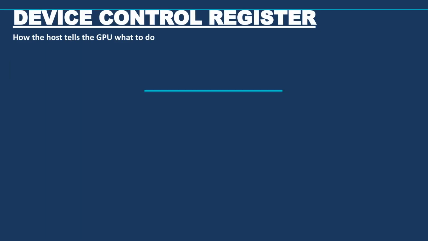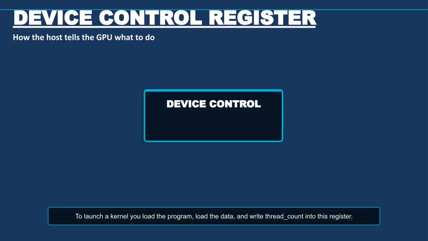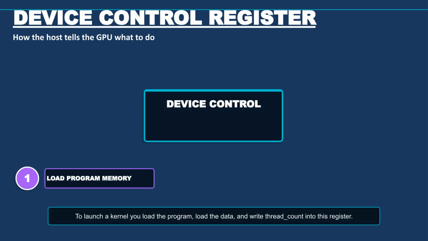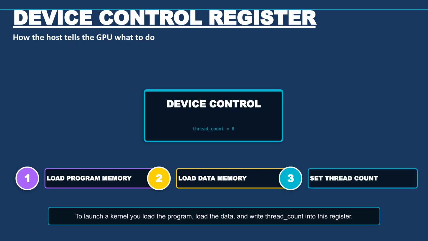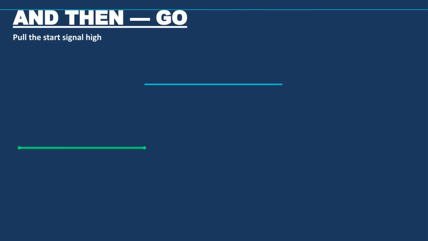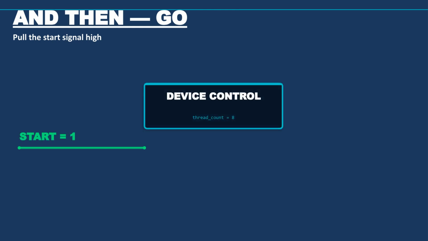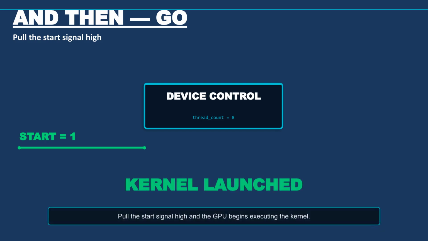The device control register is how the host communicates with the GPU. To launch a kernel, you load the program, load the data, and set the thread count into this register. For example, thread_count equals 8. The kernel launches when you pull the start signal high. With thread count set to 8 and the start signal equal to 1, the GPU begins executing the kernel.